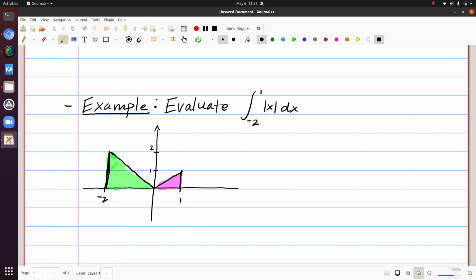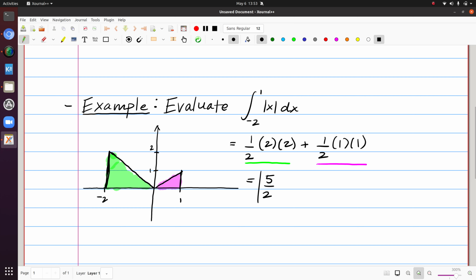So coming back to this, I can take the area of the green triangle, which is 1/2 base times height, both of which are 2, plus the area of the pink triangle, 1/2 base times height, both of which are 1. And then we see we're going to get 4/2 plus 1/2, or 5/2.